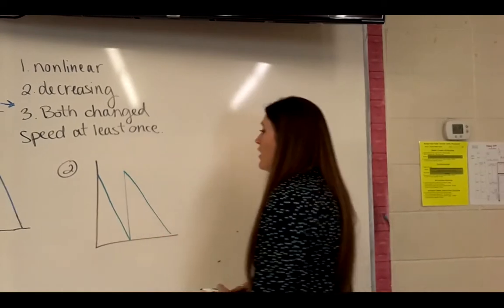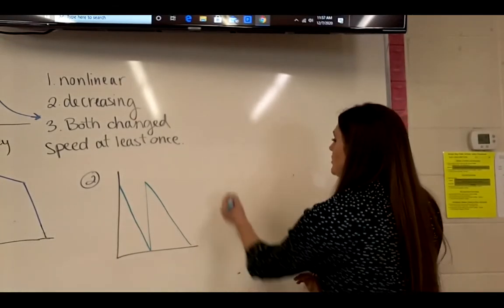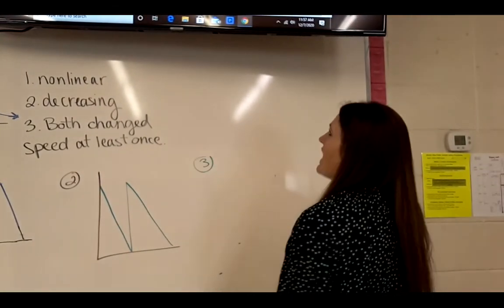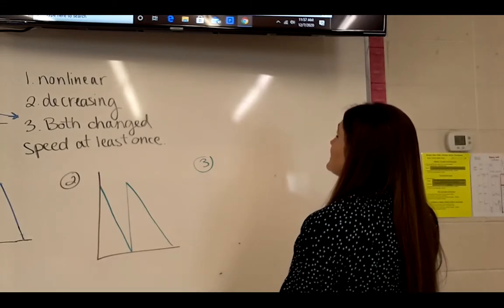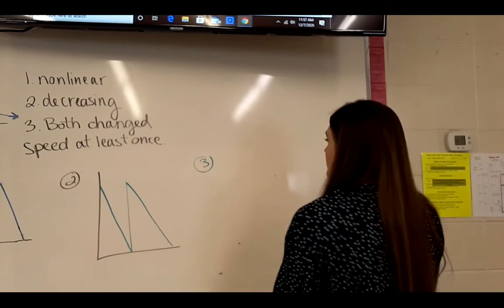Okay? Problem number 3, the one that you had to do, says as the available quantity of a product increases, the price decreases at a decreasing rate.